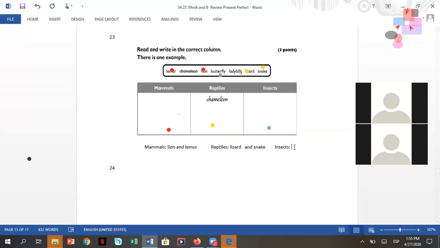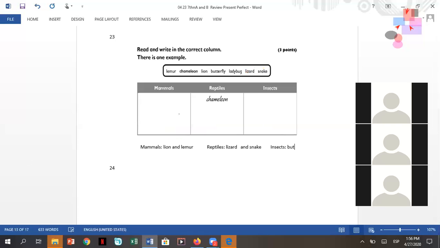Insects. Butterfly and ladybug. Excuse me, I can't continue if you keep drawing on it. Please erase that. Thank you so much. Okay, what do you write with the insects? Butterfly and ladybug. She's very well educated.